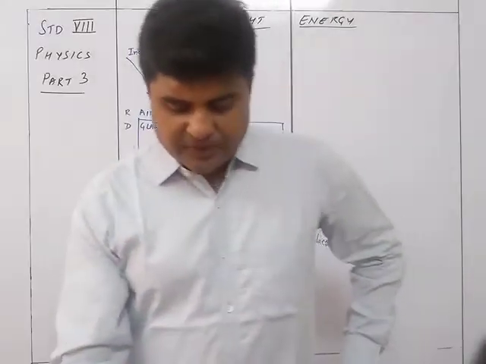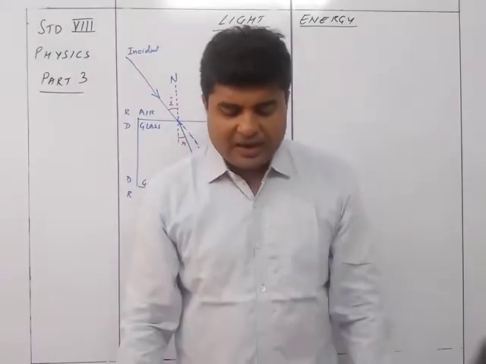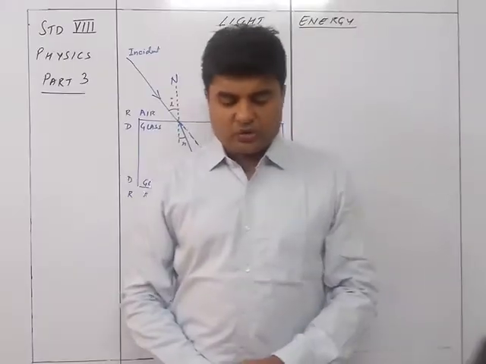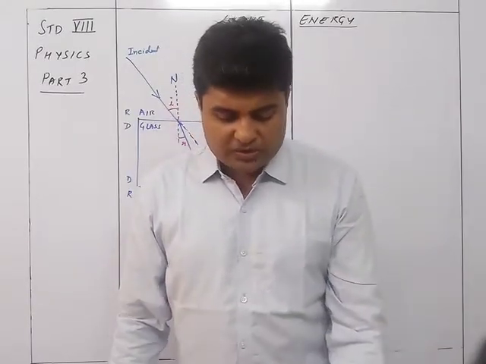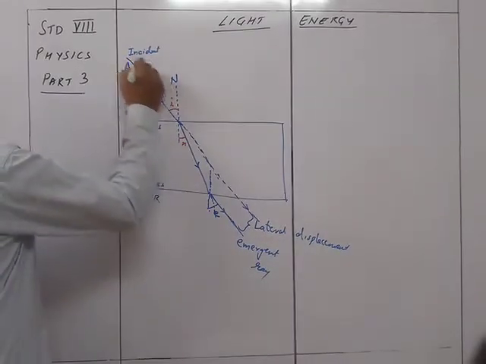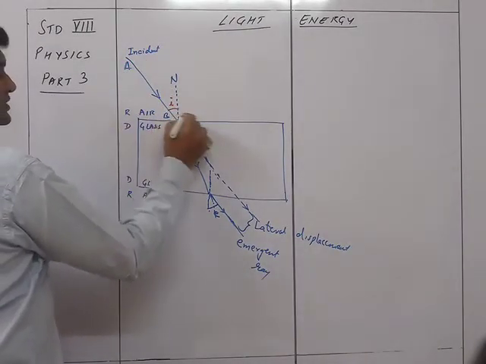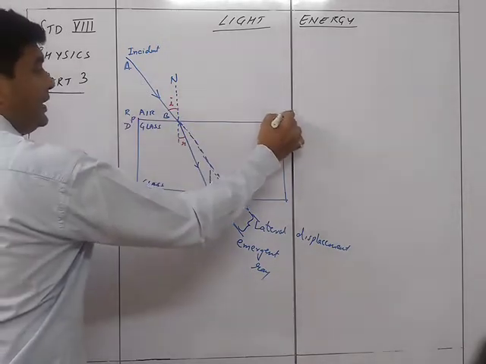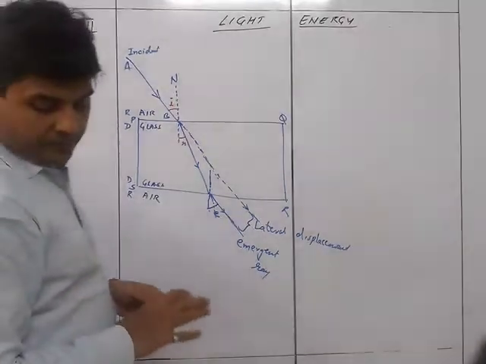So let's read out this particular part from the textbook. Refraction of light through a rectangular glass block. Figure 5.11 shows a rectangular glass block PQRS. A light ray AB falls on the surface PQ. So this is AB which is falling on this particular line which is PQ, and this is RS. Okay, so PQRS.